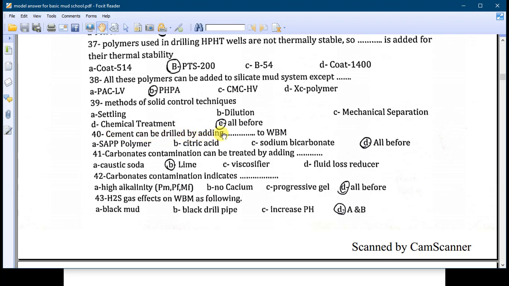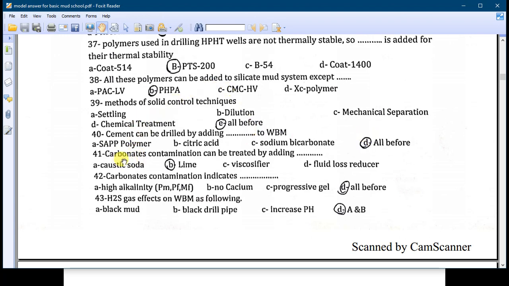Cement can be drilled by adding to the water-based mud. As I told you, cement increases the pH and increases the calcium. So in order to get rid of the calcium and the pH, we can add citric acid or sodium bicarbonate or what is known as subpolymer, sodium polyacrylate, SAAP, or all before. So all before is the right answer.